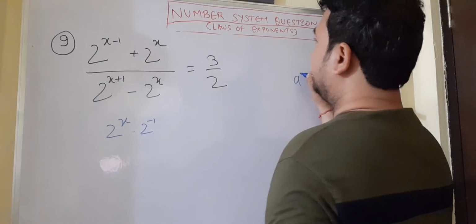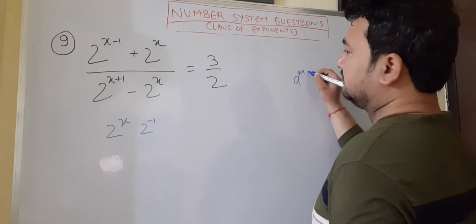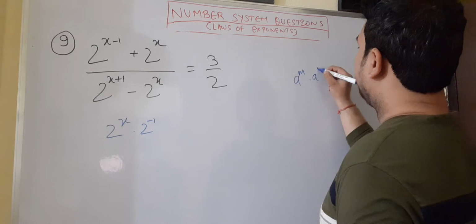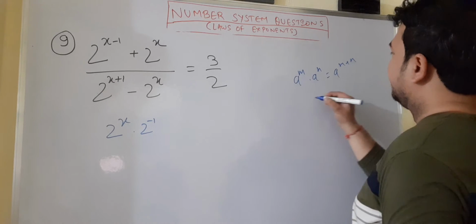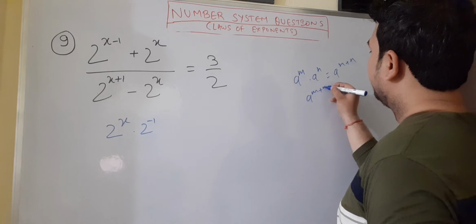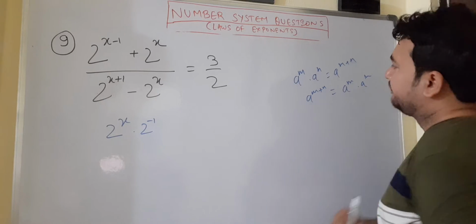Obviously you can write a to the power m into a to the power n. It becomes a to the power m plus n. And when you are given a to the power m plus n, you can also split it into a to the power m into a to the power n.